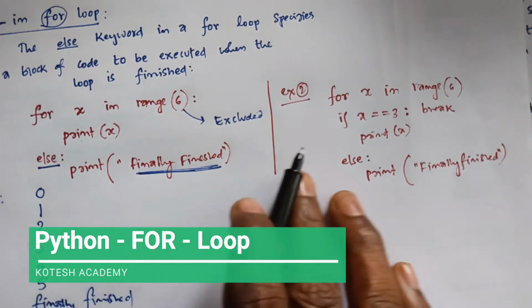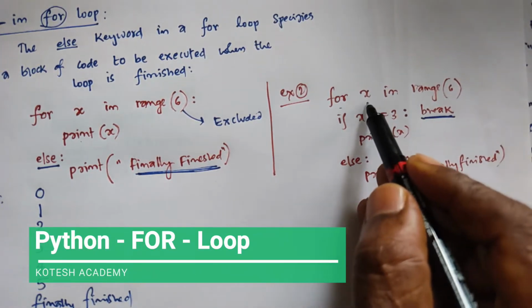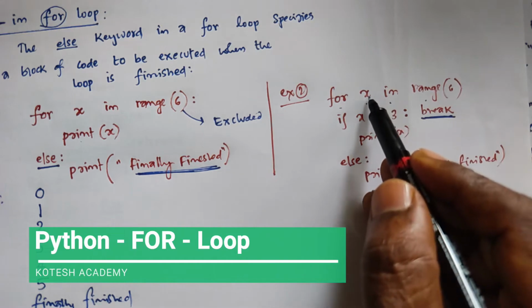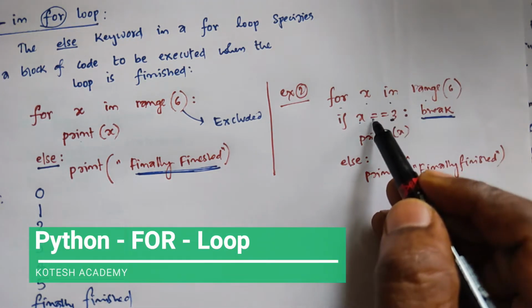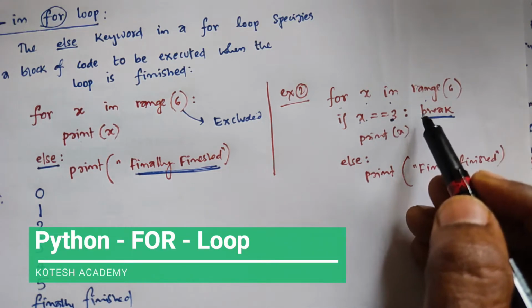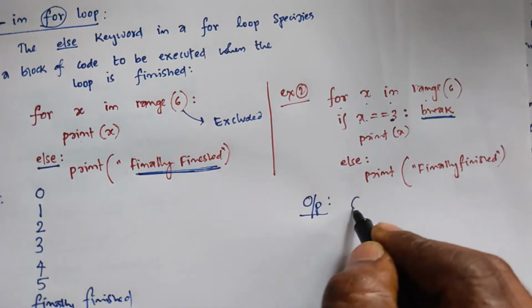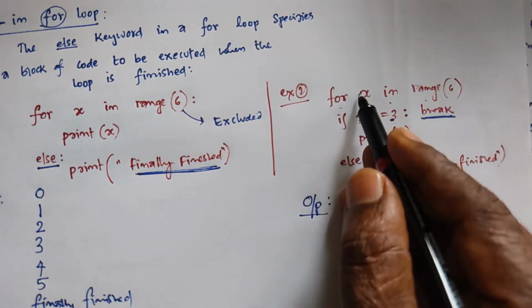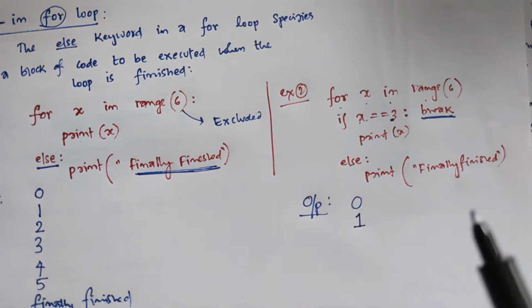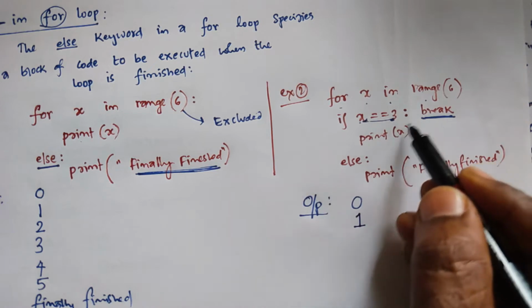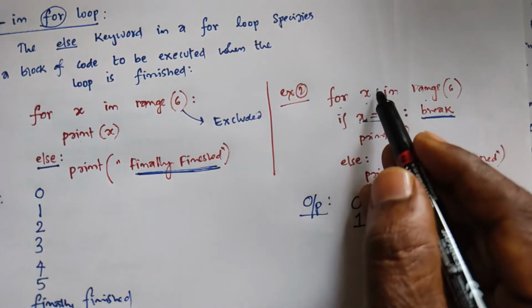The next one is the same example, where we are adding one break instruction. For x in range 6, simply x value is 0. If x is equal to 3, if the condition is satisfied, you have to break. Since 0 is not equal to 3, you get the output 0. Next, x is 1, you can print it, otherwise print x.